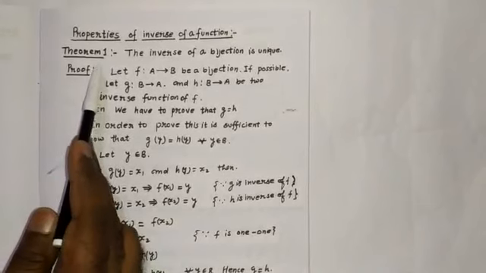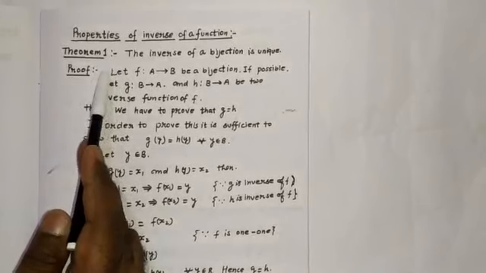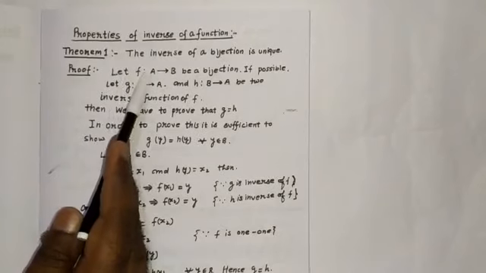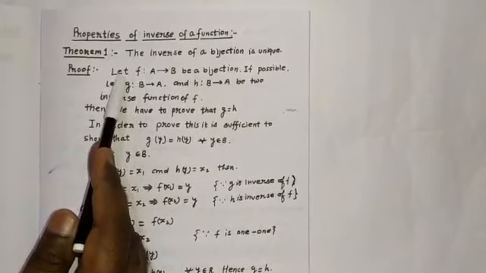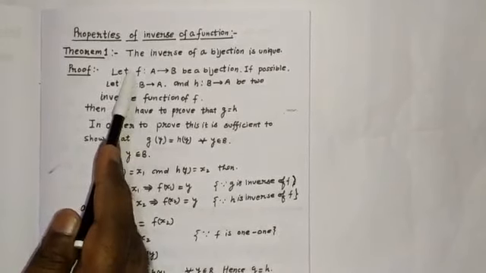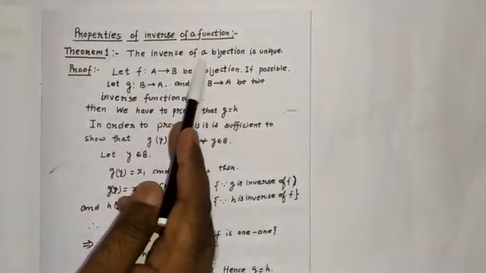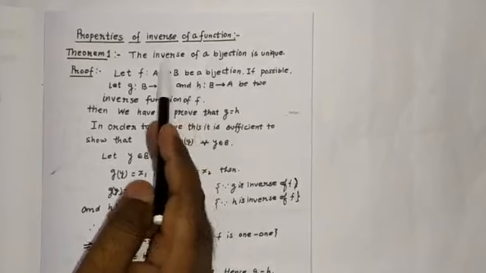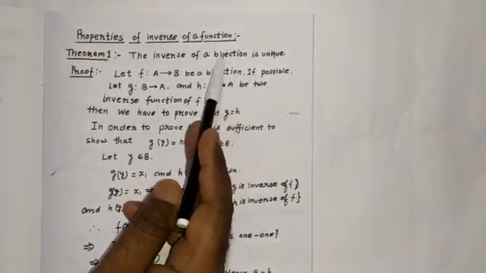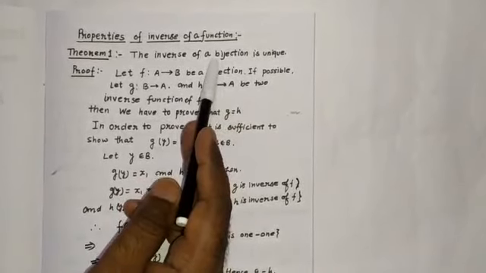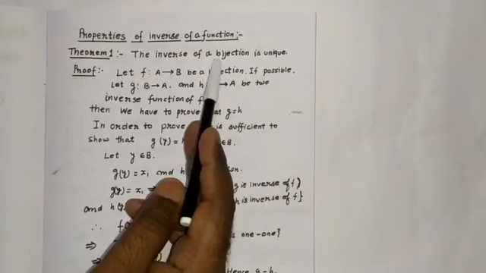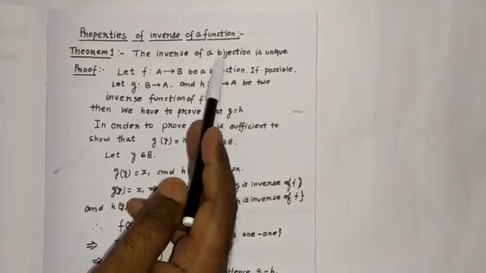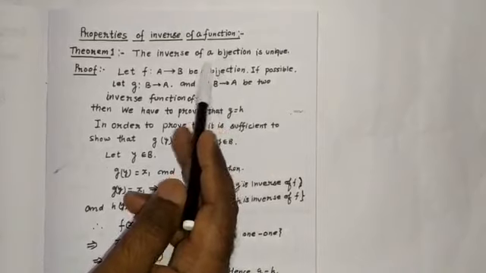Here are a few properties related to the inverse of a function. The first is that the inverse of a bijection is unique. It means every bijective function has a unique inverse function. It means we have only one inverse function of a bijective function. How do you prove this?